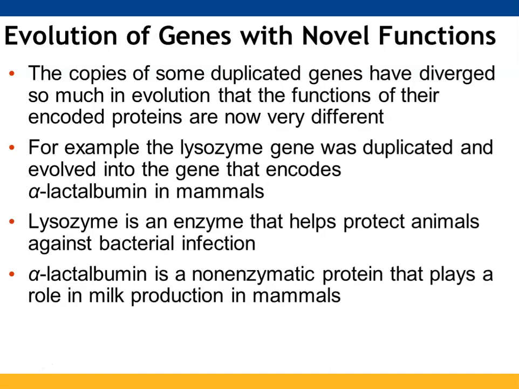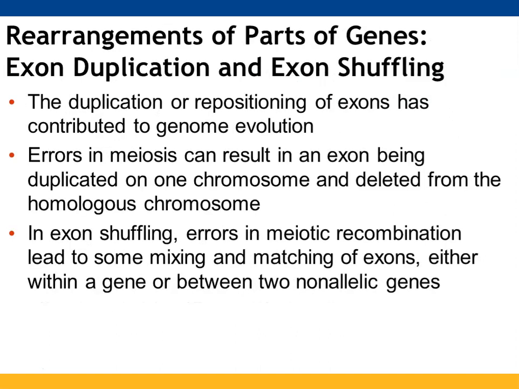Sometimes, as a result of evolution, genes develop new functions, if they've diverged so much that the function they code for is no longer the same. The lysozyme gene was duplicated and evolved into the gene that codes for alpha-lactalbumin, proteins in mammals. Lysozyme is able to protect animals against bacterial infection. Alpha-lactalbumin plays a role in milk production, so very, very different roles now.